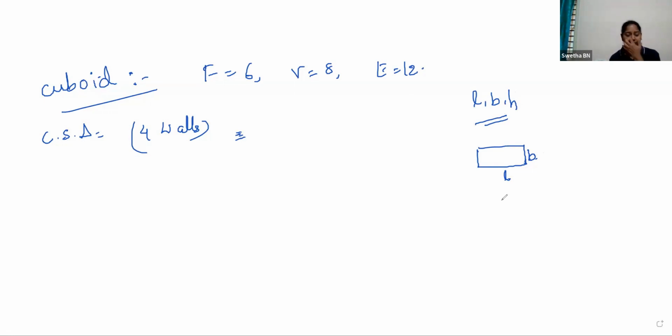So what is the area of a rectangle? Panchami? Area of a rectangle is? Ma'am, L into B. Right. Now what you have to do is see all the walls and tell me the area of each wall. Got it? First tell me for the floor.